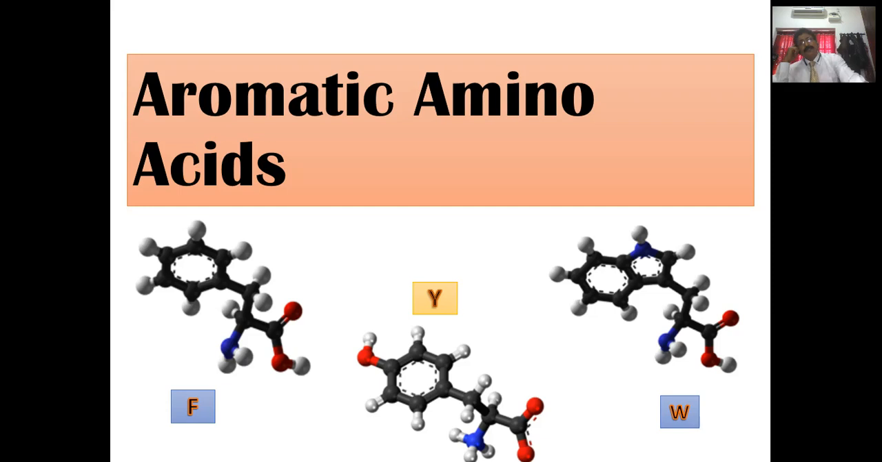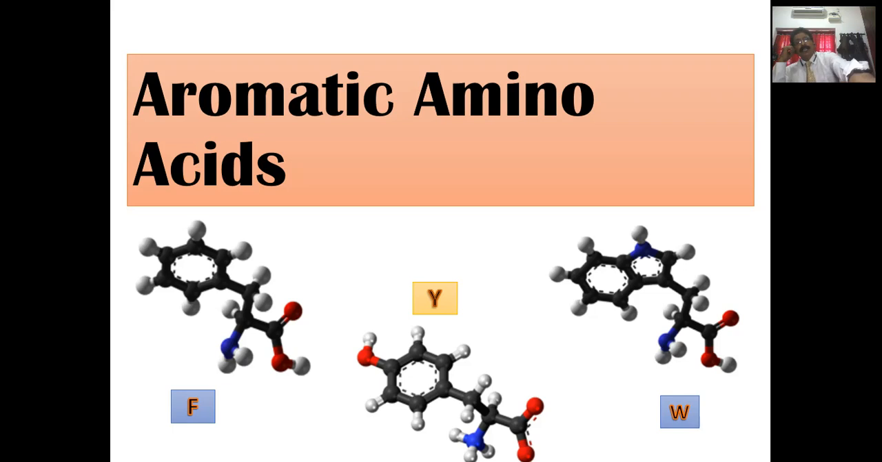See, F has two red-colored points. Red points denote, in chemistry, an O, oxygen. That is, one is OH, another one is a double bond O. So here, F has one double bond O and one OH.